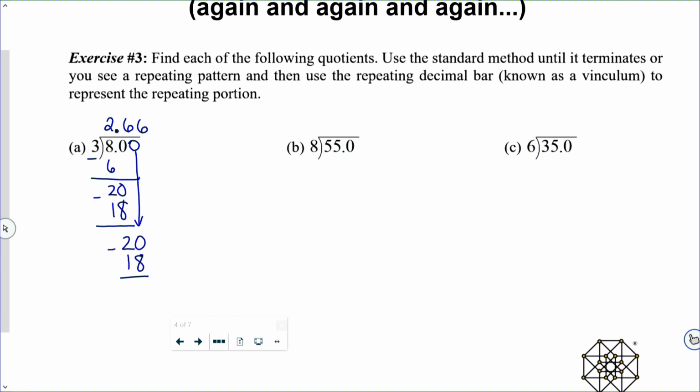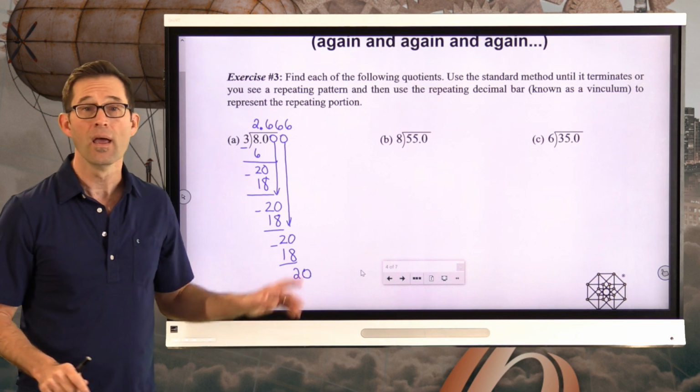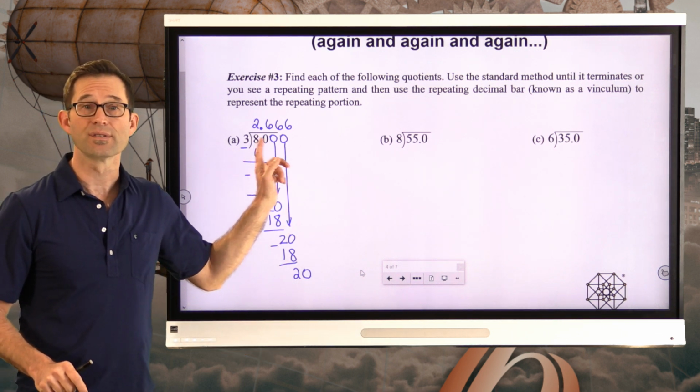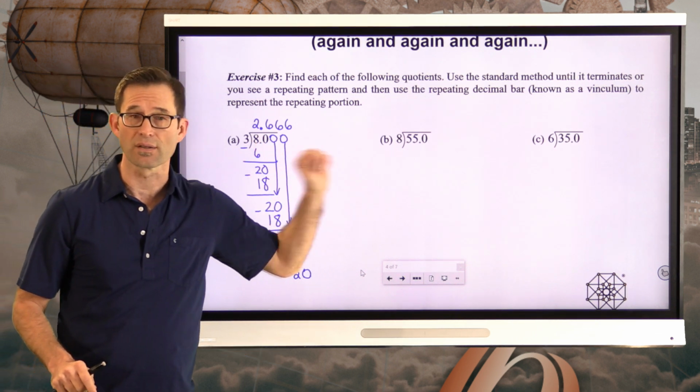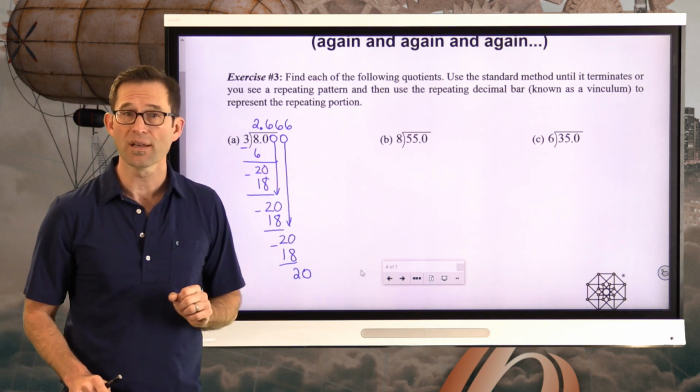I would subtract, and I'd get 2, and still not a remainder of 0, so then I'd drop another 0 down. But as you can probably tell, I just keep getting 20, and I keep subtracting, and this process is just going to happen again and again. Every time I'm going to get 2.666666, so the 6 ends up getting repeated at the end of this decimal.